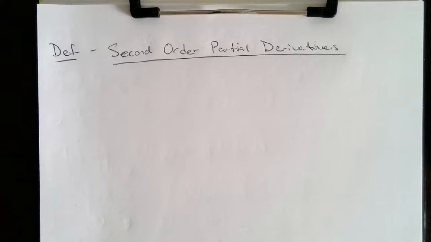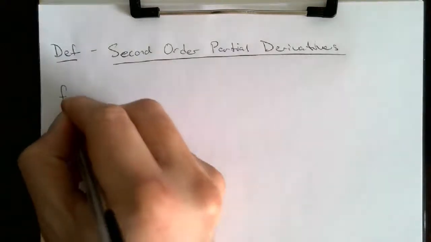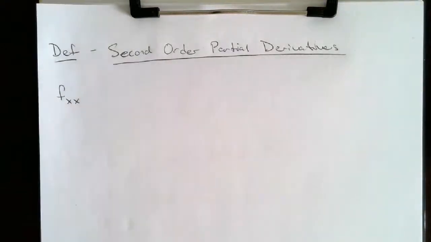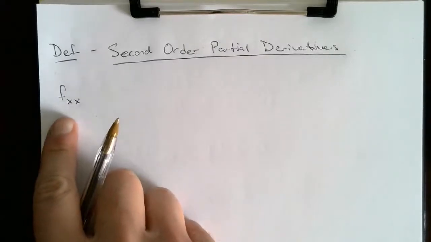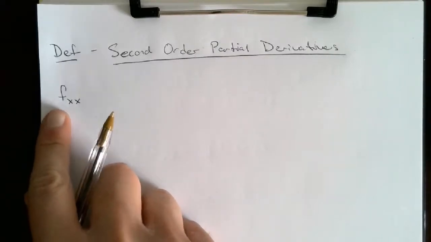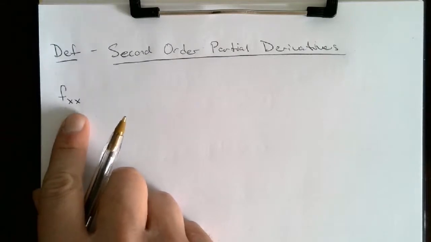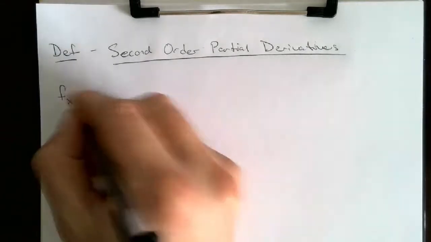So for second order partial derivatives, just like we had, this is for functions of several variables. When we had just one variable, we had first derivatives and second derivatives. So now we're going to have first order partial derivatives and second order partial derivatives. If I gave you f with two subscripts x and x, this means take the second order partial derivative of f with respect to x and then with respect to x. So you might see the notation like this.